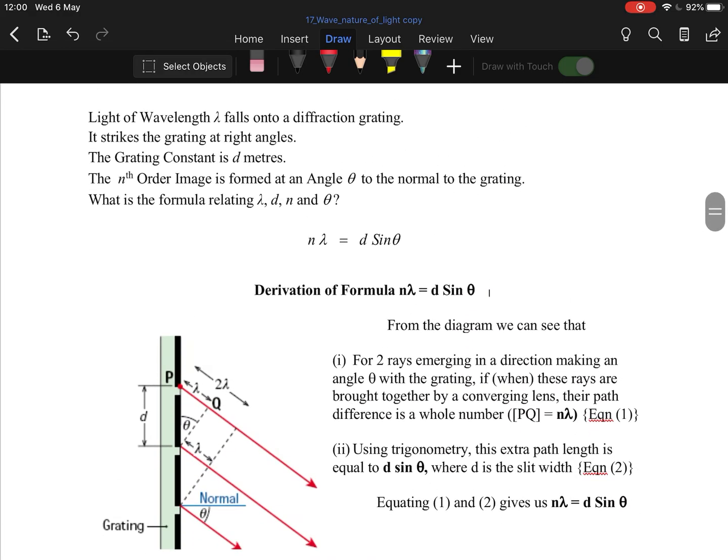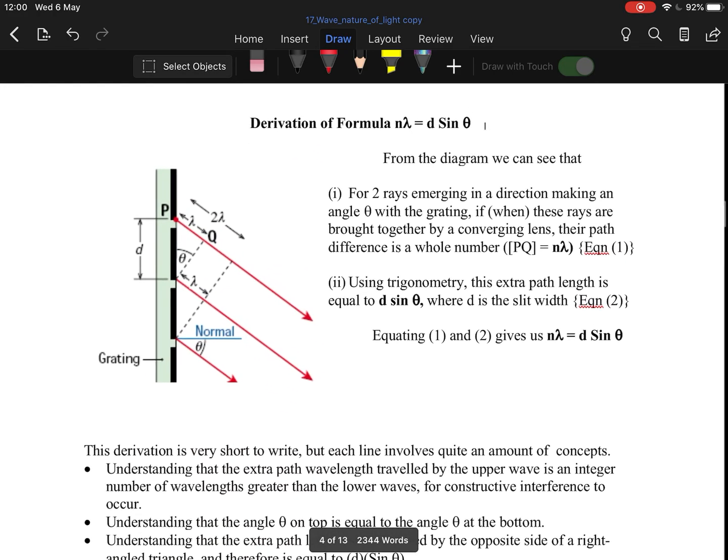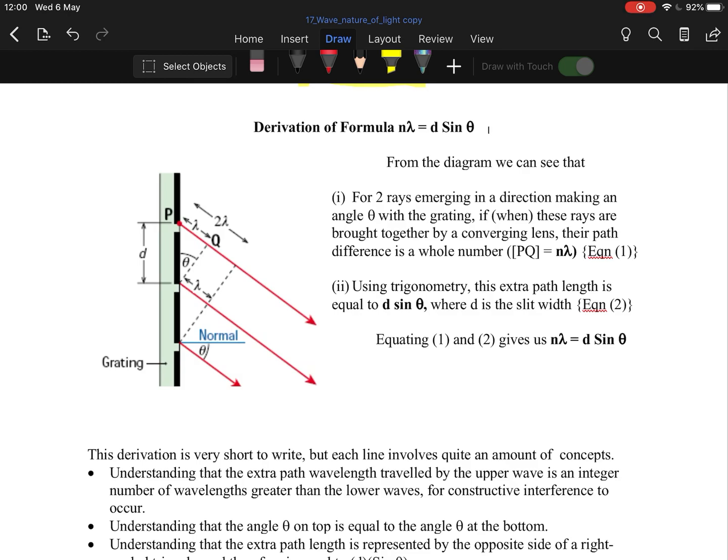So, the diffraction grating, your derivation, you've all seen it: n lambda equals d sine theta. n is the order of the image, lambda is the wavelength, d is the grating spacing, theta is the angle. So how do you prove this? How do you derive this formula? Easy way to do it, draw this diagram here on the left, with all these symbols in it.